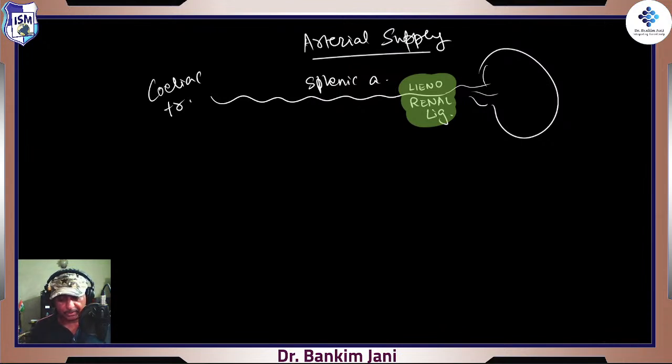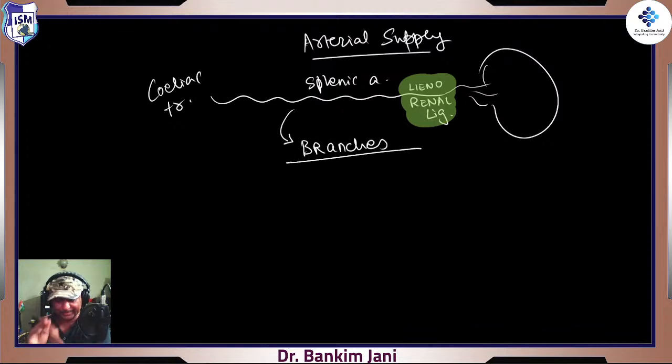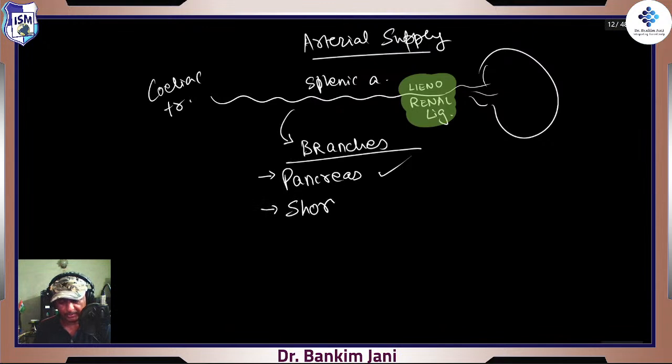During this course, it will be giving few branches. So we need to know about the branches of splenic artery. They are all very sensible branches. They say who is near, right? Pancreas will straight away say, okay, I am near. So pancreas is given a few branches. They are called the pancreatic branch, right? Then there would be short gastric branches. So stomach is the next candidate.